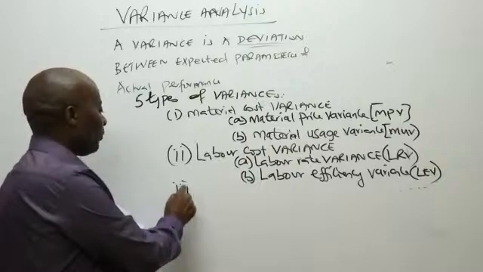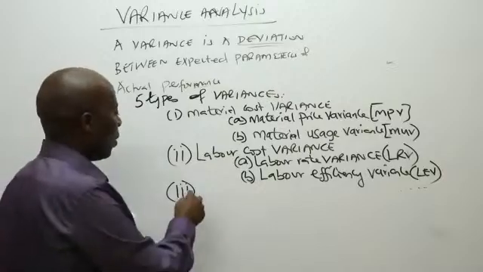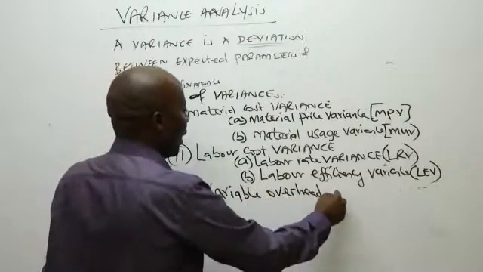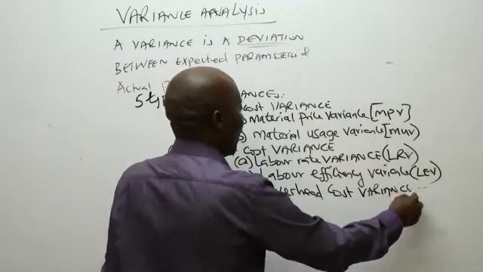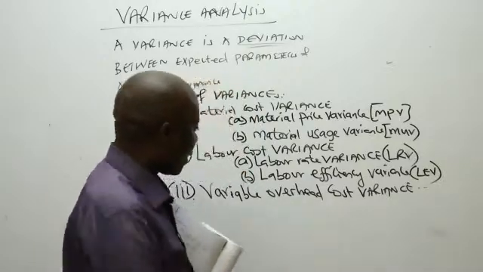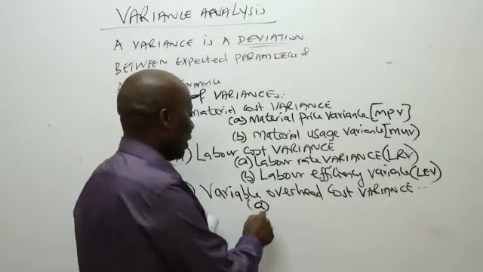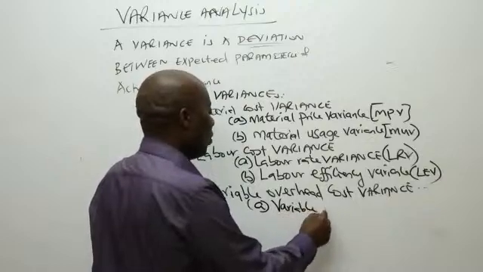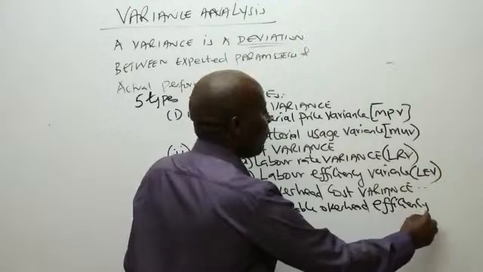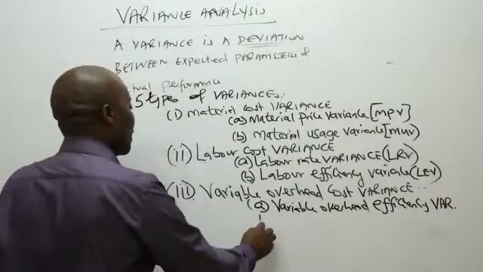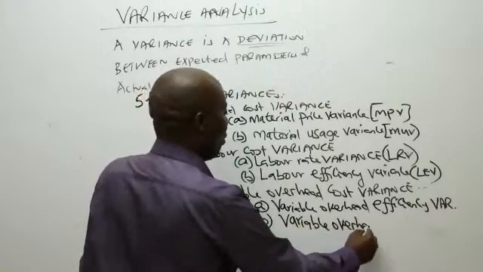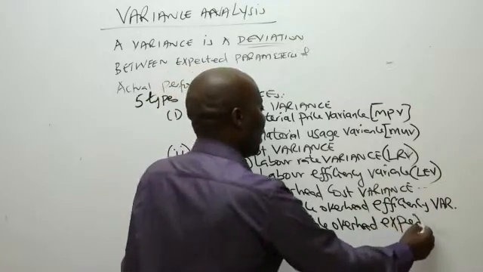From there we go to Roman 3. We have the variable overhead cost variance. This variable overhead cost variance has as well two children. We have A, the variable overhead efficiency variance, and then B, the variable overhead expenditure variance.